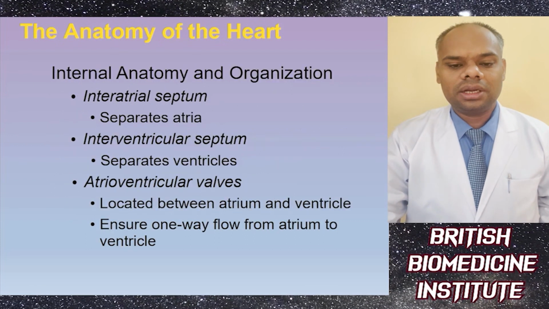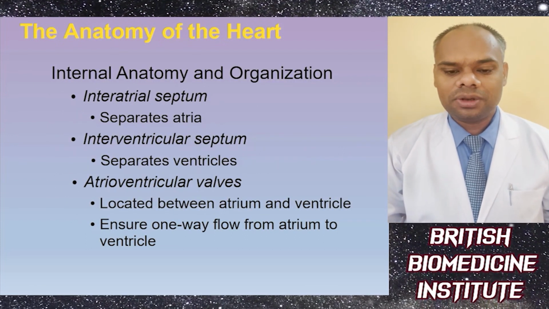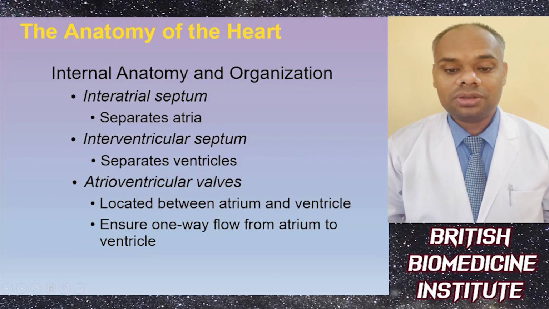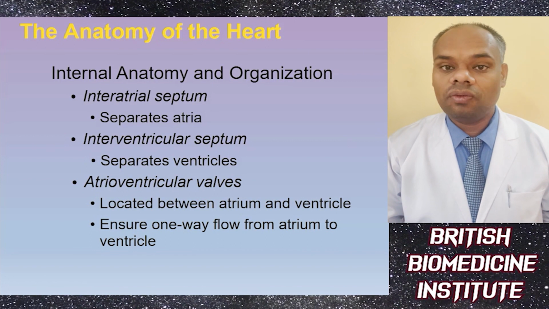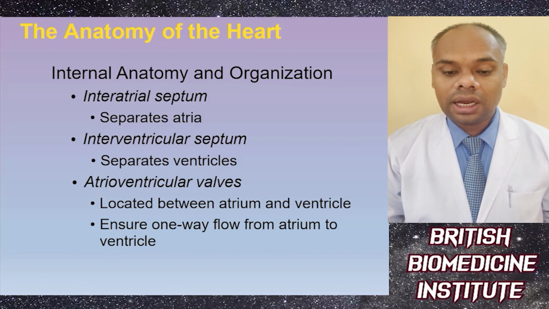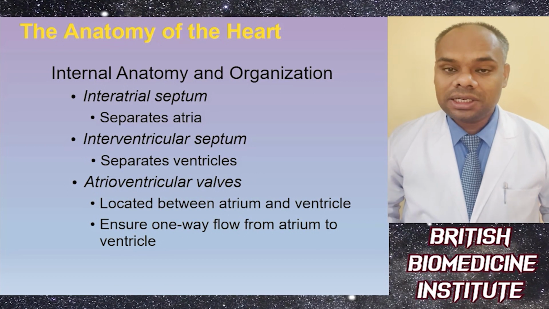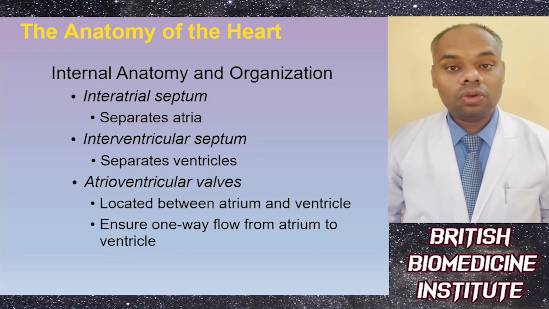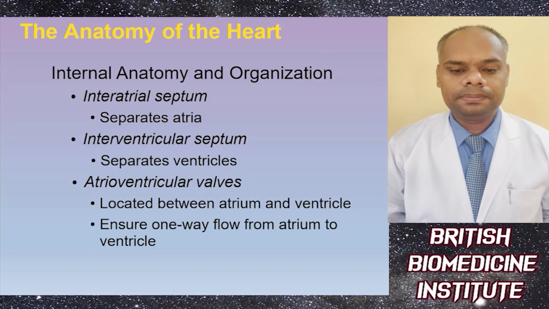Now comes the internal anatomy and organization. The interatrial septum separates the atria. The interventricular septum separates the ventricles. Atrioventricular valves are located between the atrium and ventricle, and they ensure one-way flow from the atrium to the ventricle.